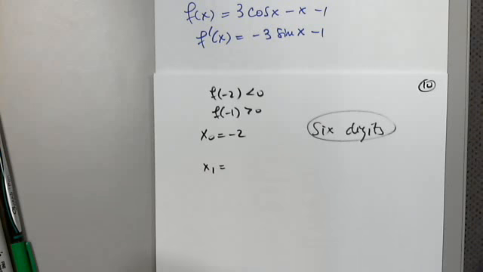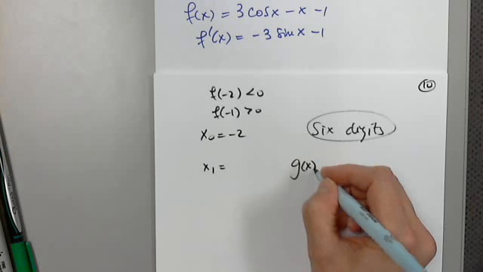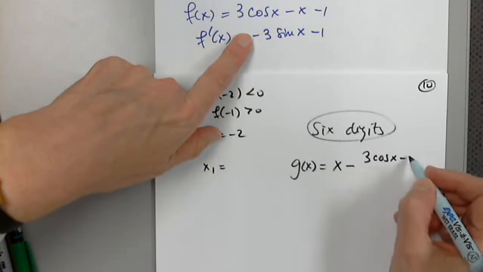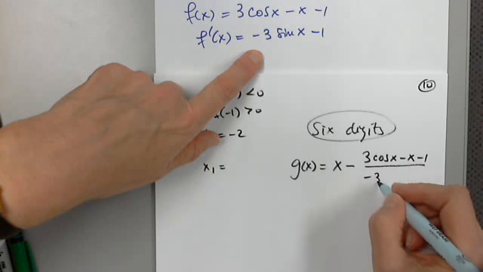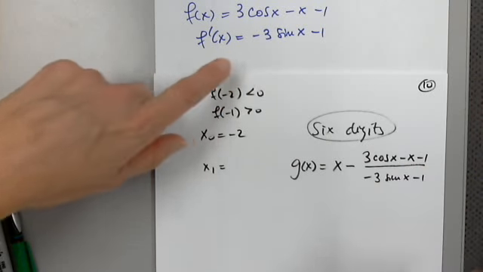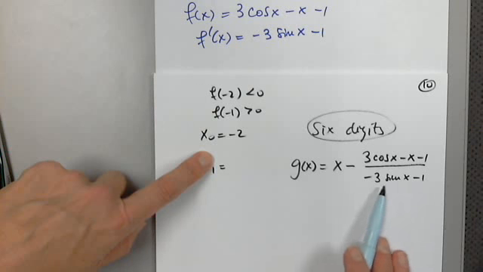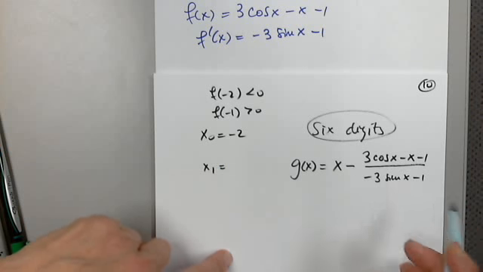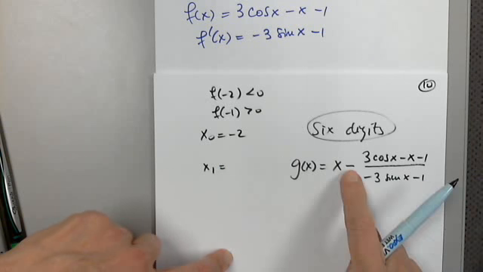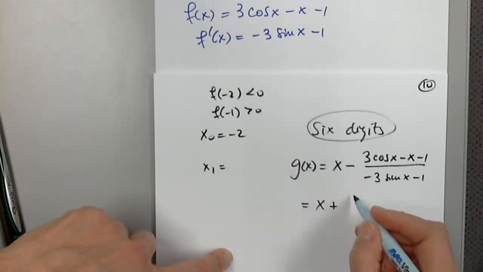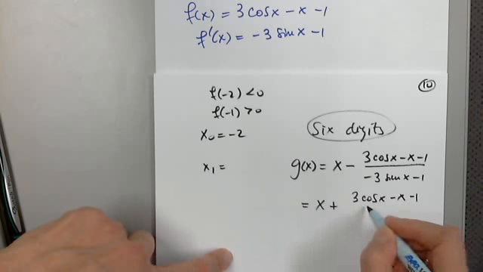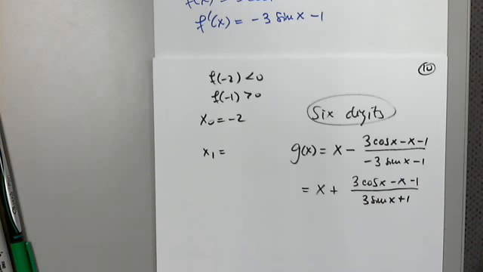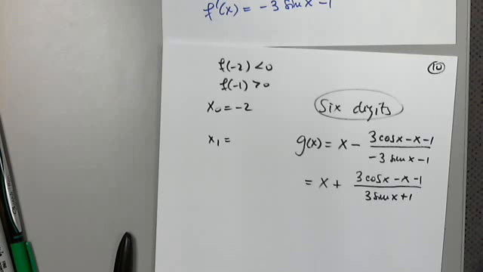Okay, so for x1, I create g of x as x minus 3 cosine x minus x minus 1 over -3 sine x minus 1. There is no problem with -2. This will never be 0. I'm safe. I just have a problem with too many negatives, so I'm going to factor out -1 and change this. So this is x plus 3 cosine x. You don't have to. The answer will be the same. I just had too many negatives in there.